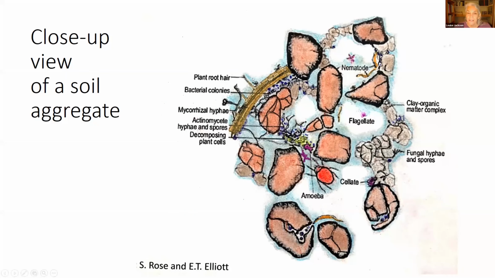The plant root is shown here. You can see root hairs, bacterial colonies along here. Mycorrhizal hyphae grow into the root, and we'll talk about this symbiosis a little bit later. Microbial colonies are also found, say, around decomposing plant cells in the nooks and crannies of this clay and organic matter complex. Fungal hyphae and spores are around this same organic matter complex in the decomposing cells.